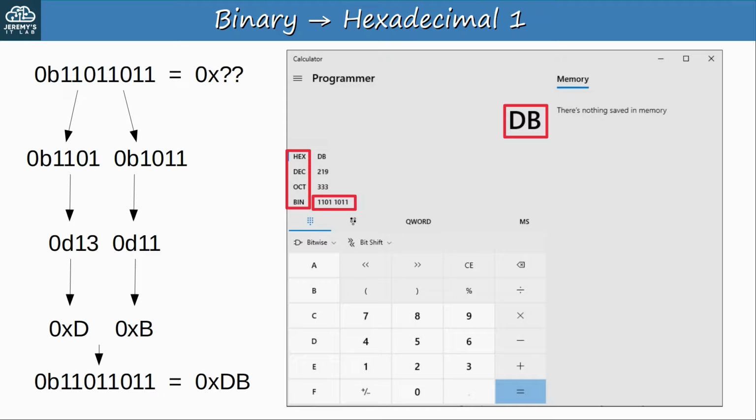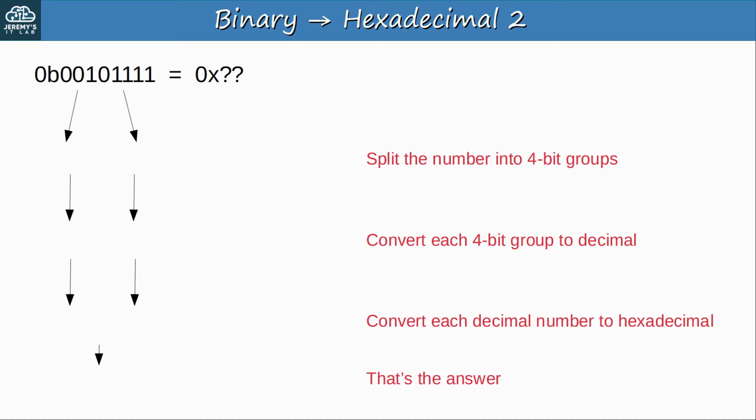If you don't use Windows 10, your calculator app probably has a similar option to the programmer mode. Or you can just do a Google search for a binary, decimal, and hexadecimal converter. In the real world, you'd use a calculator to do any conversions between binary, decimal, and hexadecimal. However, it's important to be able to do the conversions yourself to make sure you actually understand the concepts. Let's do a few more practice questions for binary to hexadecimal.